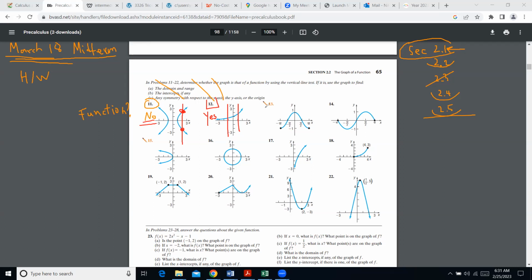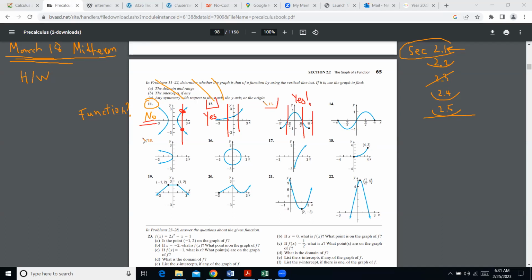So what about number 13? They recommend to do number 13. Is this a function? The answer is yes, it is a function, because the vertical lines intersect only once. Well, you say, Alex, but what about this vertical line? It doesn't intersect at all. That's fine, as long as you don't have 2 intersections.